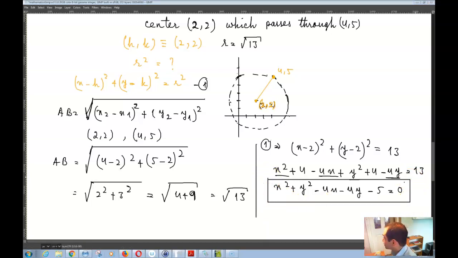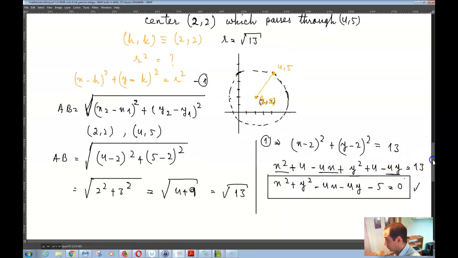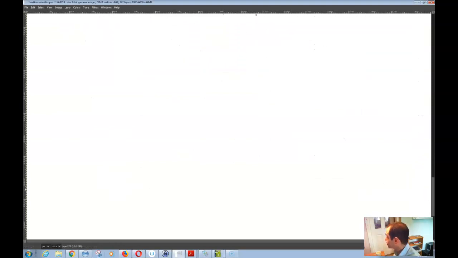Let me check the answer over here. 14. X squared plus y squared minus 4x minus 4y is equal to 5. That is your circle. And the last question in these questions is number 15. Does the point lie inside, outside, or on the circle x squared plus y squared is equal to 25?